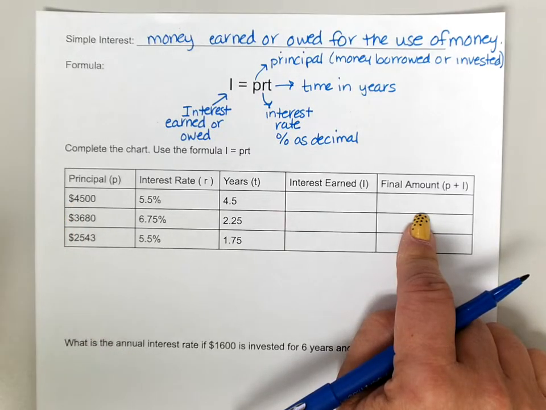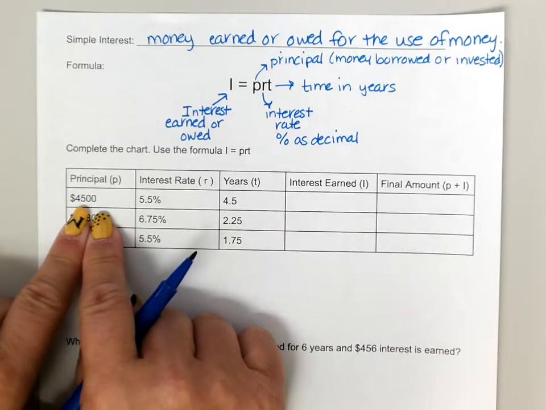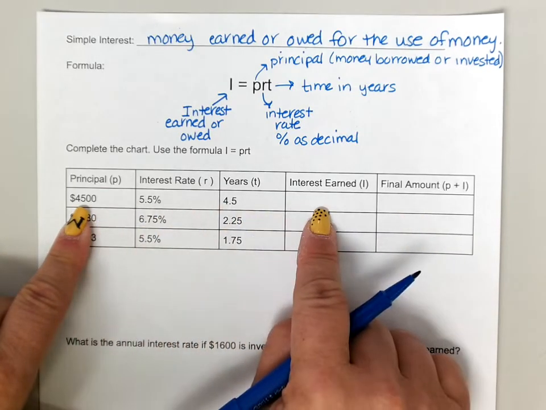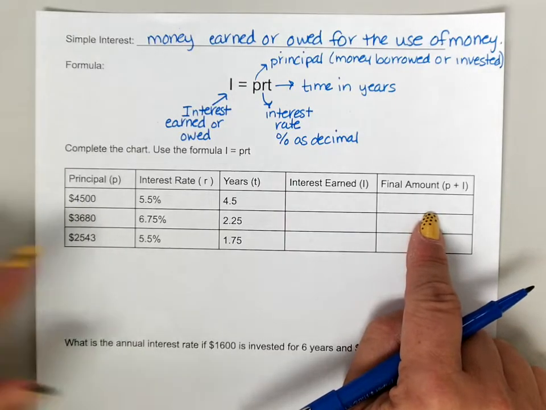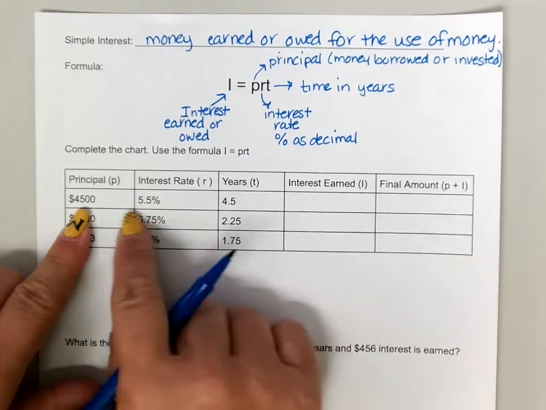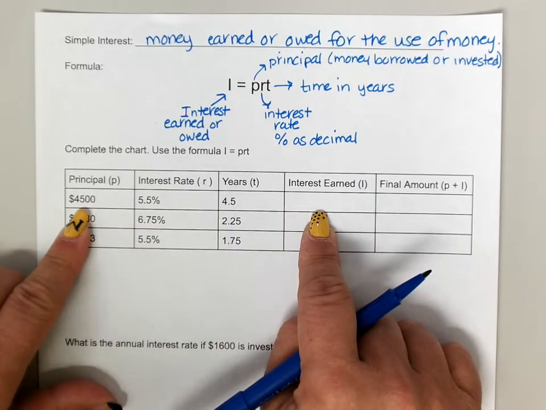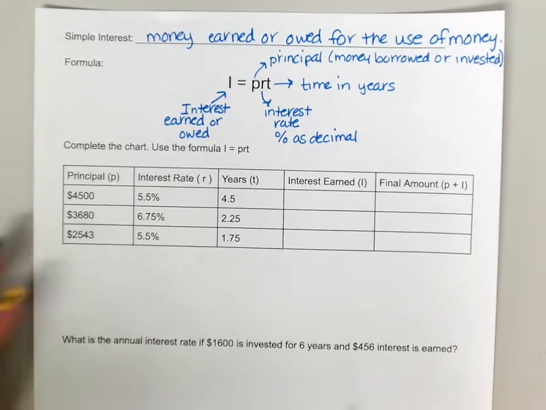So like if this is money that you're investing, this is what you started with. You'll earn some interest, and when you put them together, that'll give you your final amount. Or if you were borrowing money to buy something, this is what you borrowed over the years. You're going to have to pay a little bit more, and then this would be the final amount that you paid, depending on which one it is.